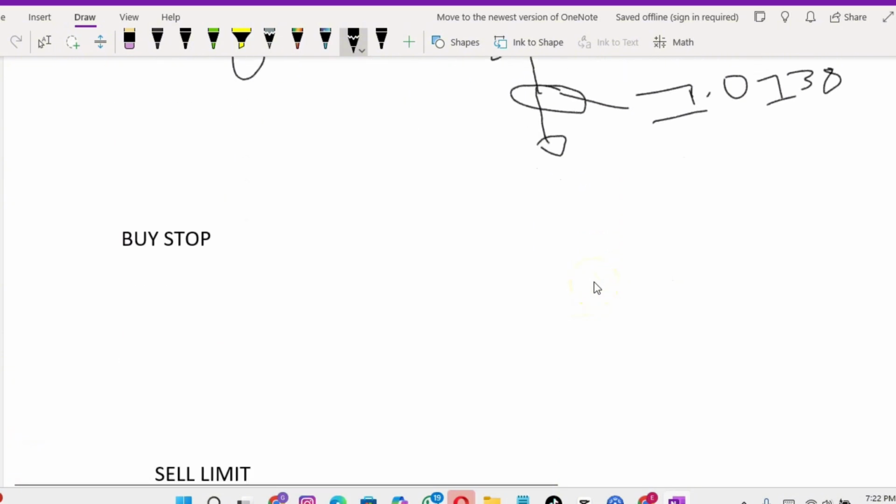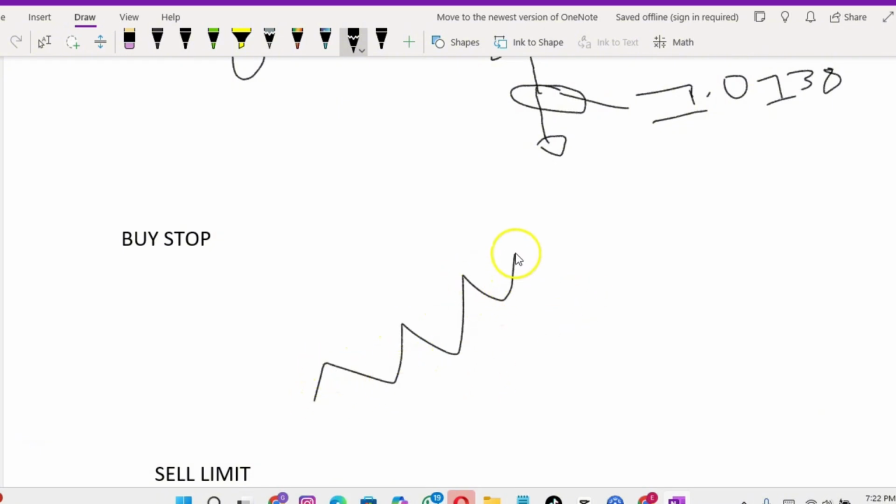Now, a buy stop is directly opposite to a sell stop. A buy stop is you placing a trade just above your current market price. So, for example, the market is bullish, meaning there are bulls in the market. The market is long, right?